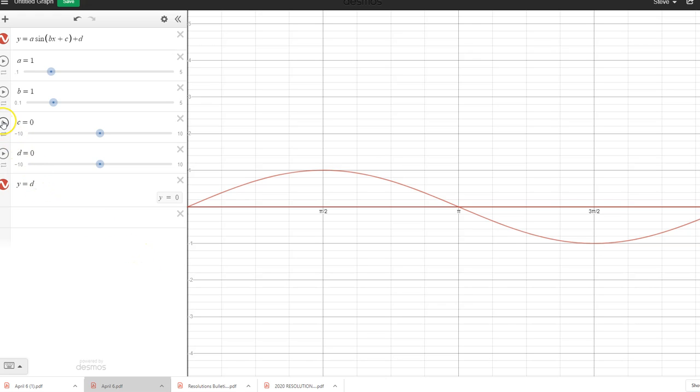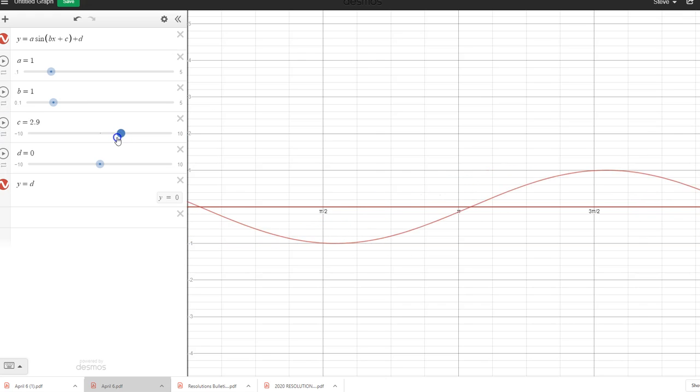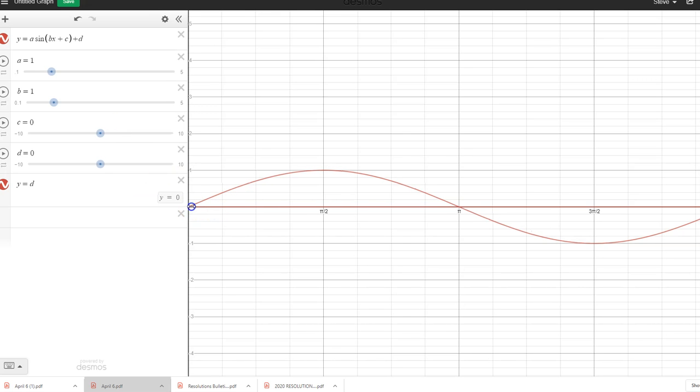Okay, so let's change C and see what happens. So it's not changing the shape of the graph, and it's not changing the amplitude. Basically what it's doing is it's shifting the graph to the left or to the right. So let me set C to 0 again. If we look at this point here, which is at the midline, then as I move this way, it's shifting to the right, so you can see it.